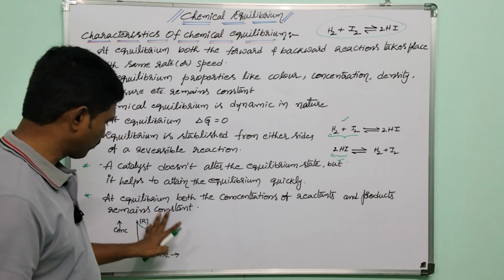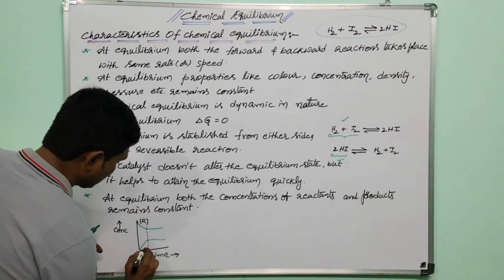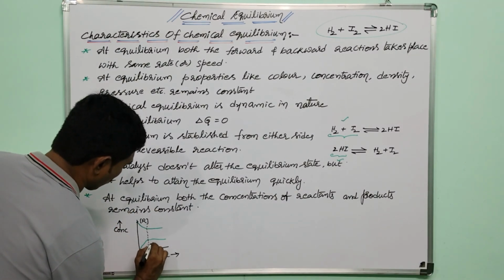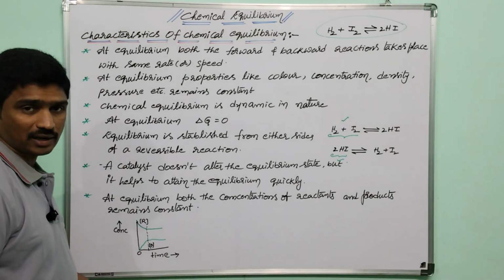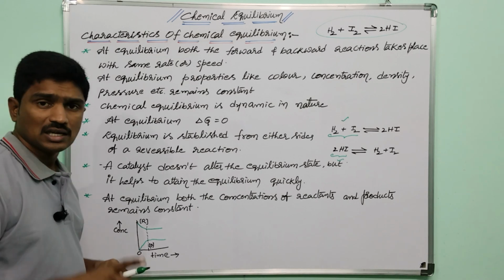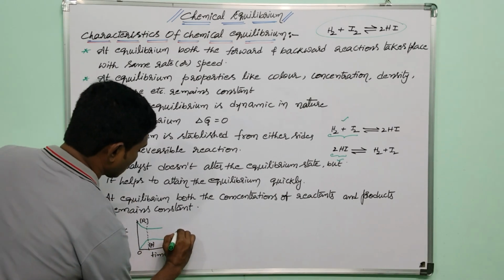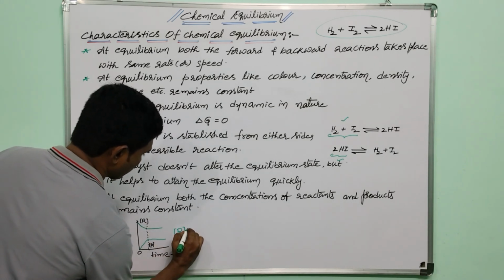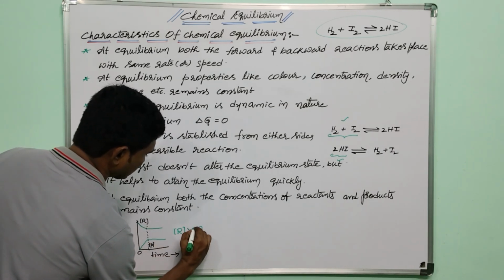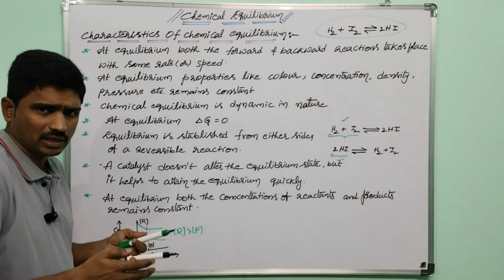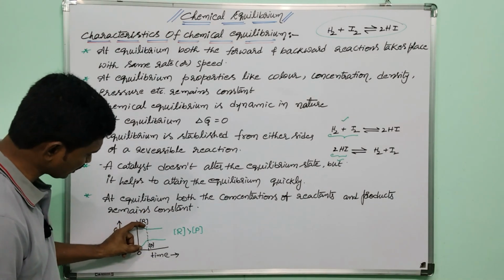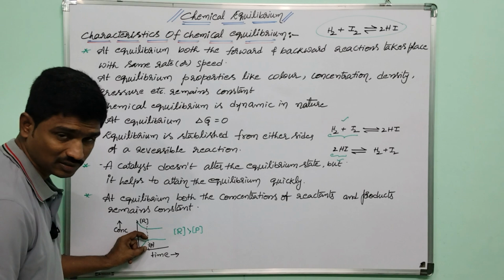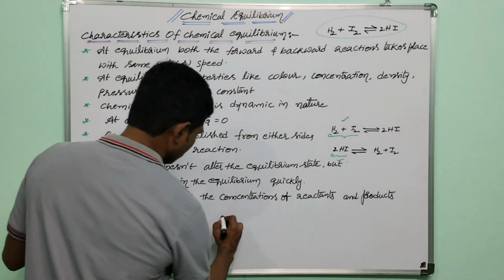So this graph indicates the concentration of products and the concentration of reactants. This graph indicates that at equilibrium the concentration of reactants may be greater than the concentration of products. Concentration of reactants greater, concentration of products lesser. Maybe.